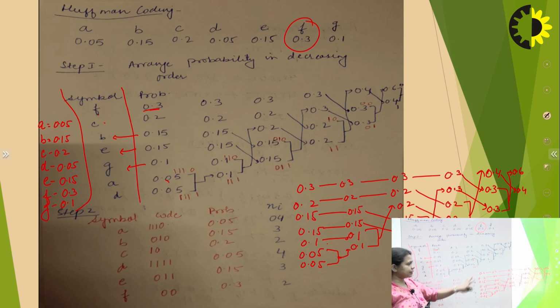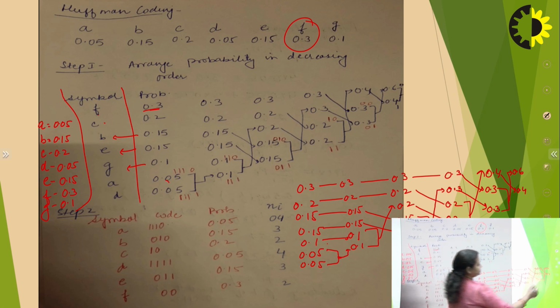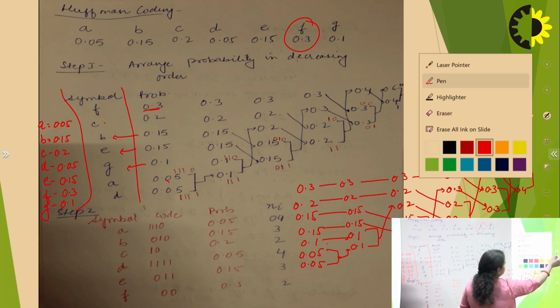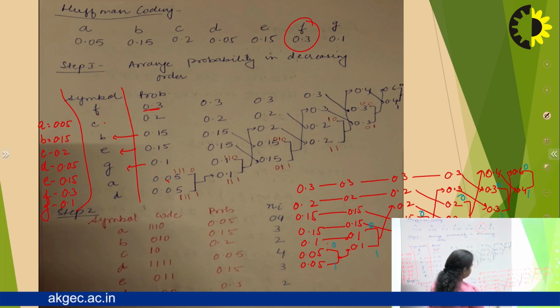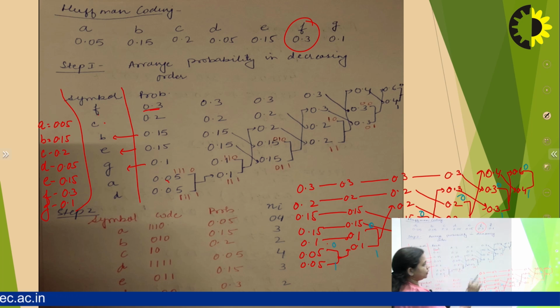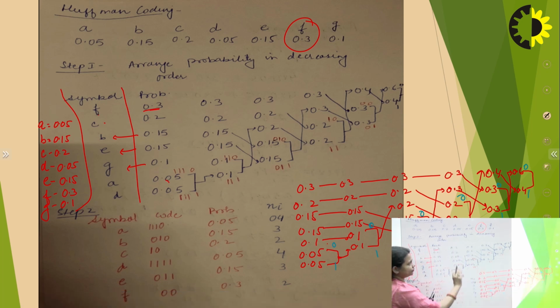Now you will assign the code. So how you will assign? Just put this. So you assign code. I'm using some different pen. So here 0, 1. Just assign 0, 1, 0, 1 to every square bracket. Right? Is this clear? We are just assigning 0, 1, 0, 1 to every square bracket.